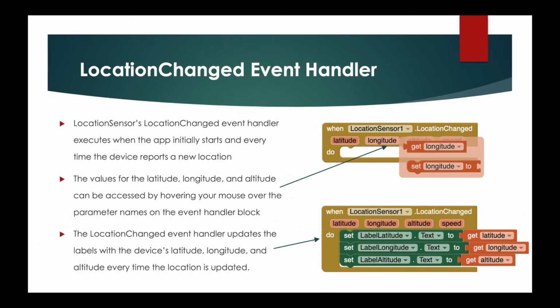Last is the location sensor's location changed event handler. This event executes when the app initially starts and each time the device reports a new location. The values for the latitude, longitude, and altitude can be accessed by hovering your mouse over the parameter names on the event handler block. This event handler updates the labels with the device's latitude, longitude, and altitude every time the location is updated.